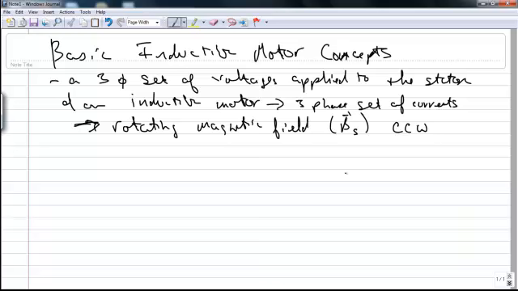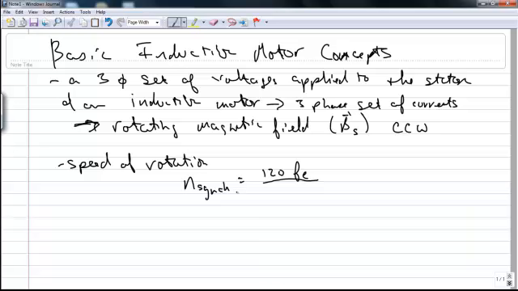Okay, so the first question we would ask about B sub S is, what is the speed of its rotation? The speed of its rotation, which is called the synchronous speed, is equal to 120 times the electrical frequency, that is the frequency of the three-phase voltages, divided by P, where P is equal to the number of magnetic poles in the machine.